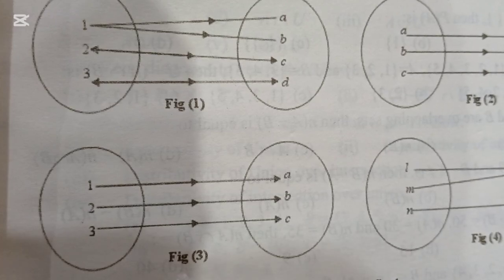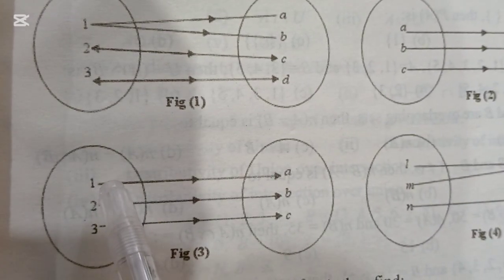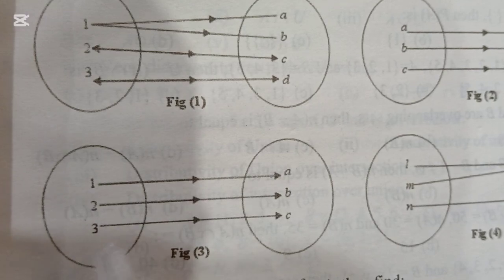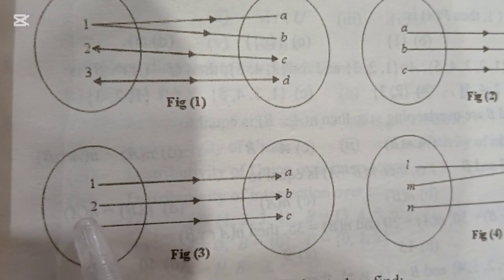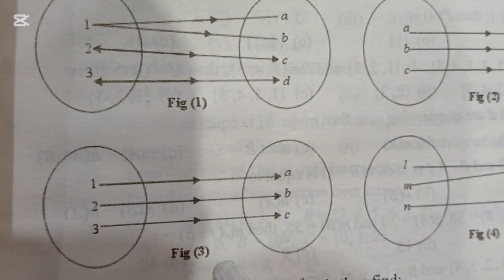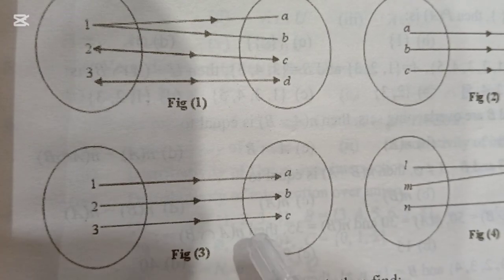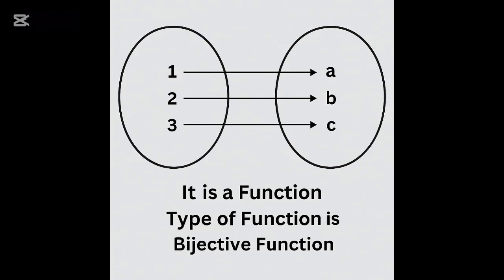Now let us discuss figure 3. Figure 3 is the same like figure 2. You can see every input 1, 2 and 3 have its unique output A, B and C. One input has output A, two input has output B and three input has C output. It means that figure 3 is also a function and it is a bijective function, means that every input have its unique output. So figure 3 is a function and the type of function is a bijective function.